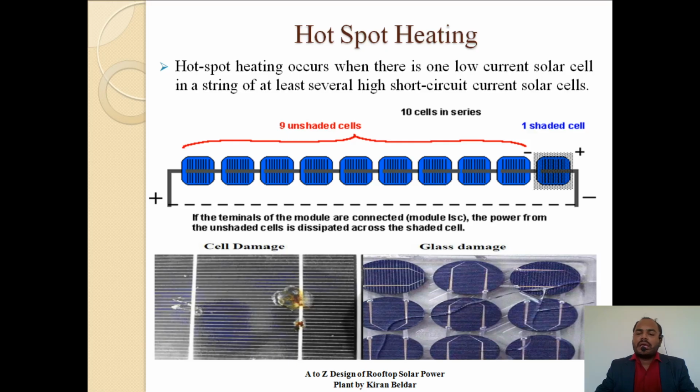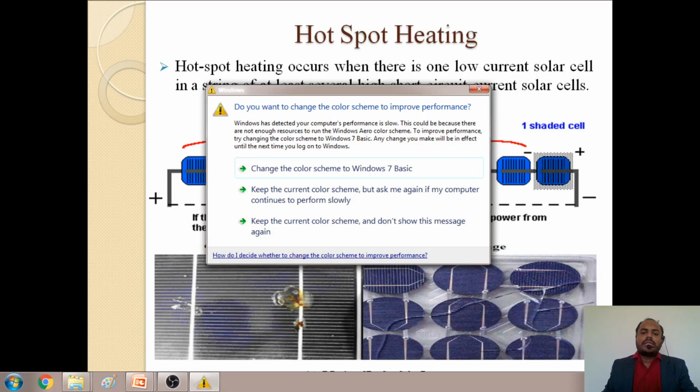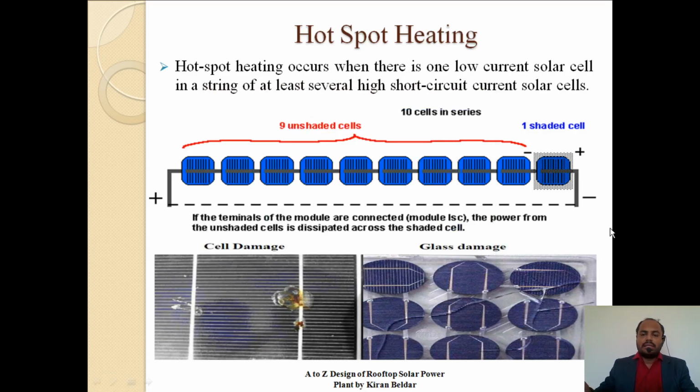So there is a mismatch between the current flowing through the circuit, and therefore a large amount of current is dissipated through the shaded portion of a solar cell, because of which the hotspot heating concept appears. In hotspot heating, either the glass cracks over the solar panel, or rather a hotspot is created at an individual position. Like in the diagram shown, a cell is damaged at this position.